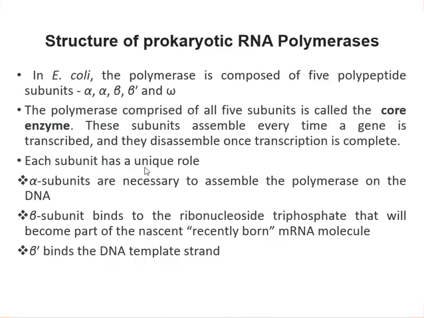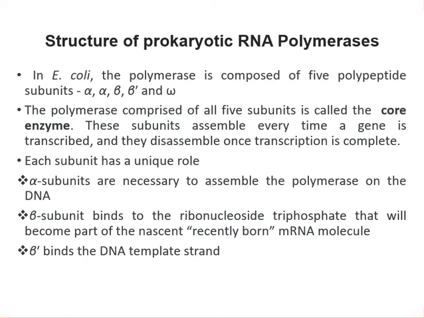So, we go back. In E. coli, the polymerase is composed of the 5 polypeptide subunits known as 2 alpha, beta, beta dash and omega. And each subunit has a unique role to play. The 2 identical alpha subunits are necessary to assemble the polymerase on DNA. Then only transcription can begin because the polymerase enzyme has to bind to the DNA template. So, that is being mediated by alpha subunits.